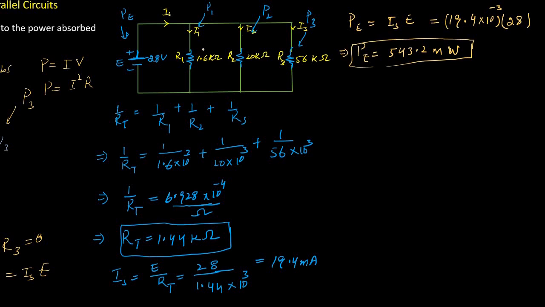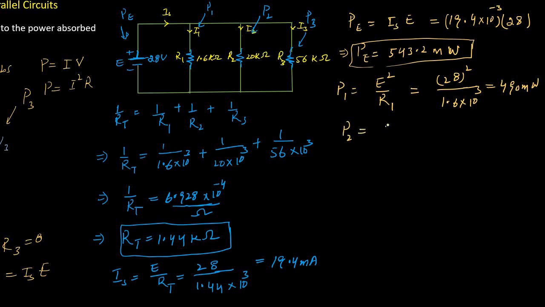Now to find the power absorbed by each component in this parallel network, let's say the power absorbed by the first component is P1, which equals E squared divided by R1. As we described earlier, the voltage is the same across each component in the parallel network as the input voltage. So the input voltage is 28 volts, squared, divided by R1, which is 1.6 multiplied by 10 raised to the power 3. So the resulting power absorbed by this first component is 490 milliwatt.